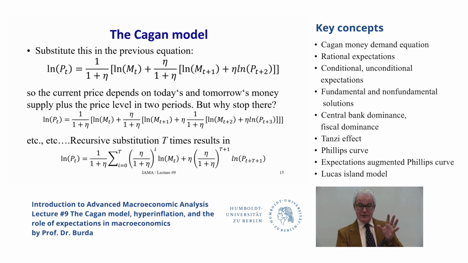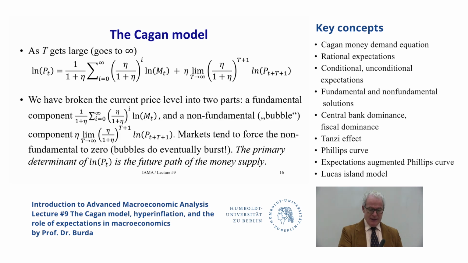Okay, so I think this is the tail that wags the dog, if you like. It's the last term of the price level after you've accounted for all the intervening logarithms of future money supply. Now, if you let capital T go to infinity, you end up having two terms. One is an infinite weighted sum of future expected money supplies and current money supply, of course, and then you have this leading term, which is a single term, and we don't really know what's going to happen.